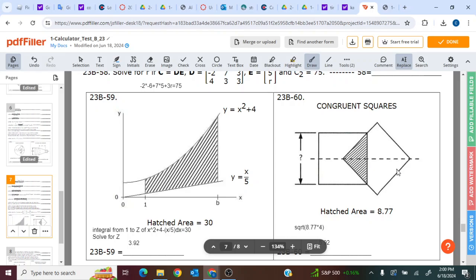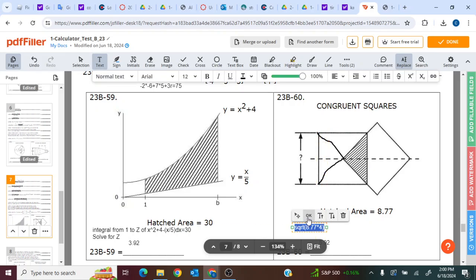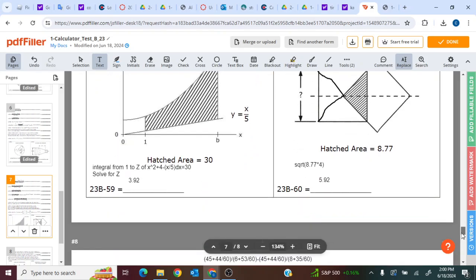60, congruent squares. You got it. Okay, this hatched area right here is equal to 8.77. As you can see, this area can clearly be extended like this, or that triangle, to make 4 equivalent sections. So this section right here is 1/4 of the square. So if you multiply that by 4, you get the area of the entire square, and then you can square root that value to get the length of one side. So if you do that, you will get 5.92 and be able to answer that question.